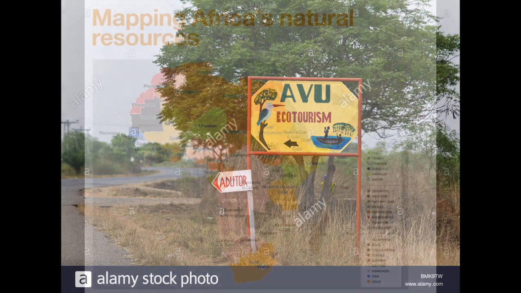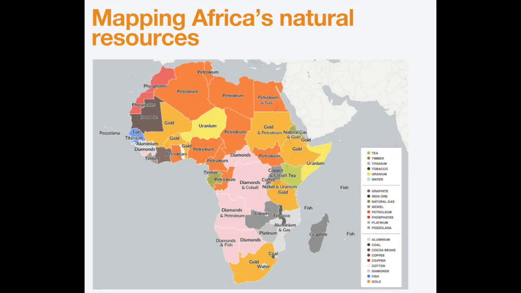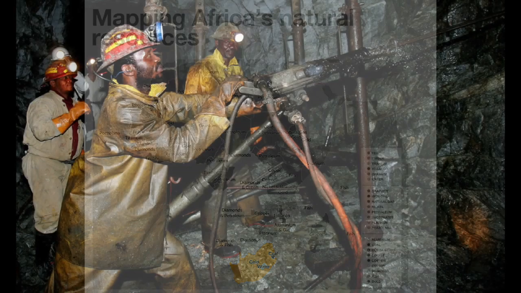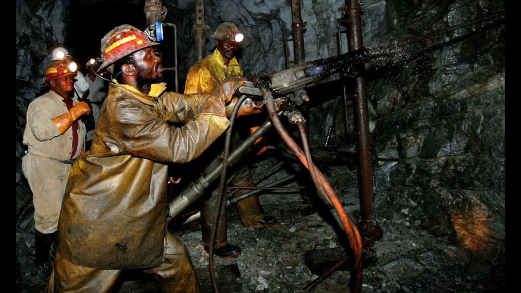This region has a larger amount of mineral and ore resources than the rest of Africa. Some of these include precious stones like diamonds and gold and platinum, and others are used for modern industries like copper, tin, iron, and uranium. South Africa has the largest amount of natural resources in the entire region.